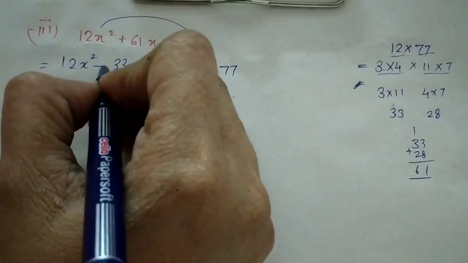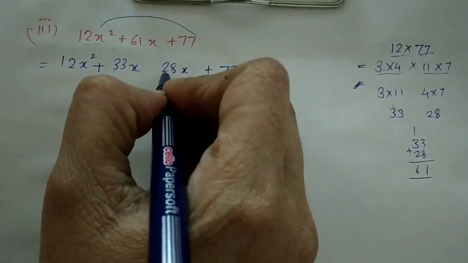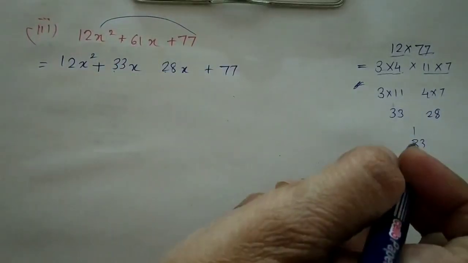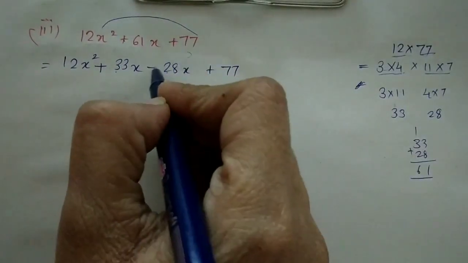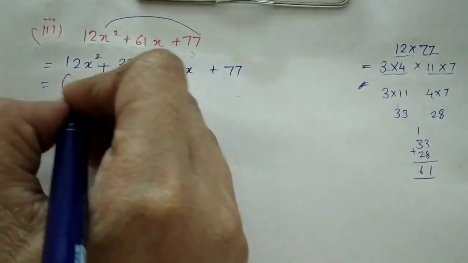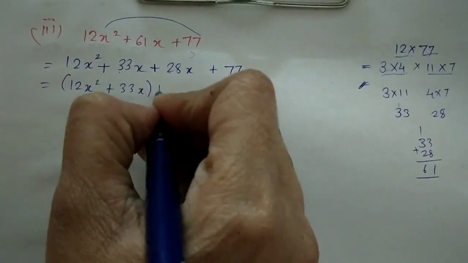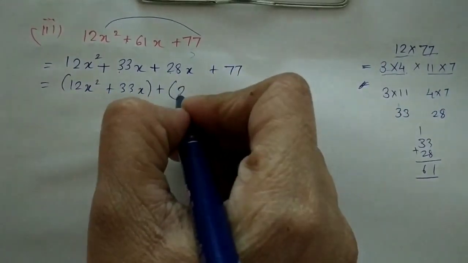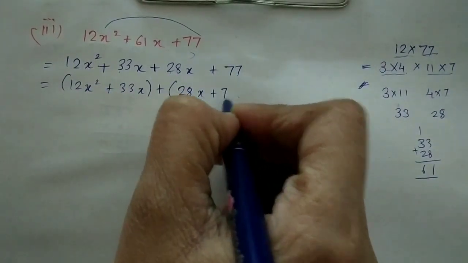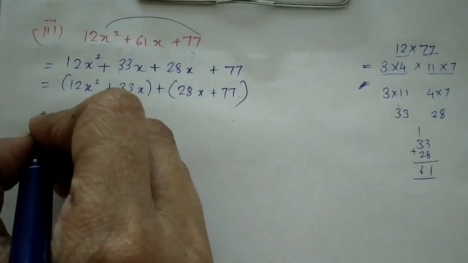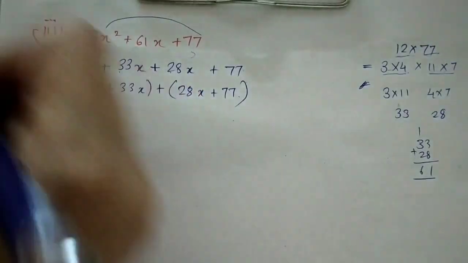This sign will go to the bigger number. Now 33 plus 28 will give me 61, so I'll add here. Now we'll make the groups of 2. 12x square plus 33x, plus sign is there outside, so the sign inside will not change. Okay, like this. Now 12 and 33.